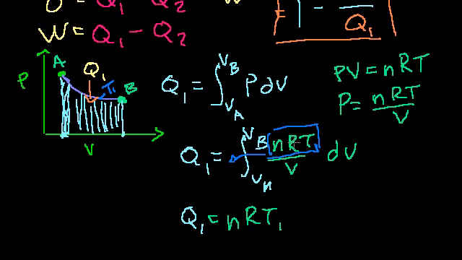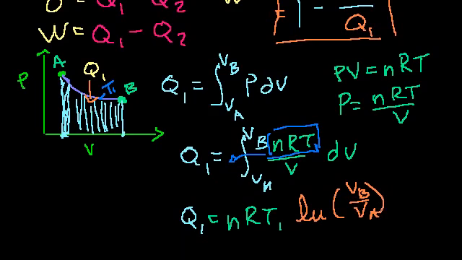All we have left in the integral is 1 over v. The antiderivative of that is natural log, and then you evaluate it at the two boundaries. So you get the natural log of VB minus VA, which is the same thing as the natural log of VB over VA. Fair enough. This right here is Q1.